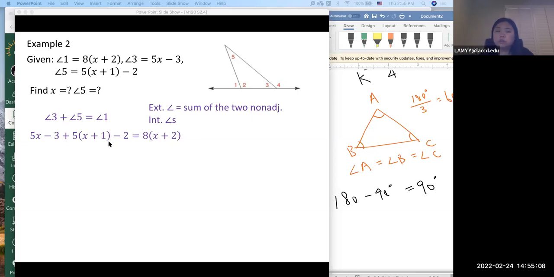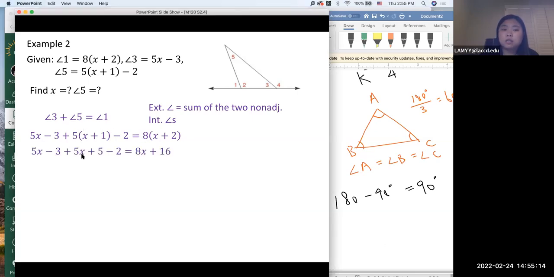Okay, check your work. When you have the parentheses, make sure you distribute one by one. So you should have this one. Combine the x terms on each side. So you will have 10x equal to x plus 16. Got that? Subtract the x from both sides, divide by 2. So x equals the value.